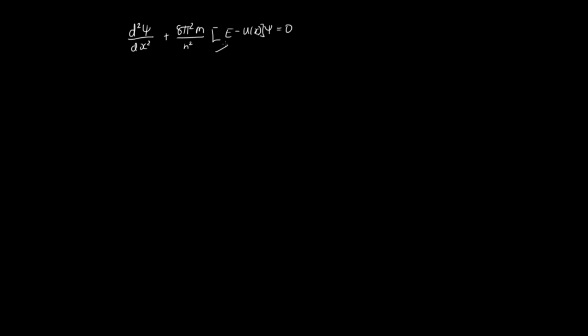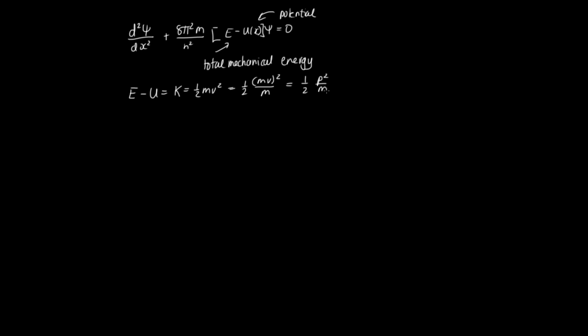Now, physically, E is the total mechanical energy, and U of x is the potential. So let's consider the case where the potential is constant. It could even be 0. And we know that the total mechanical energy minus the potential energy gives us the kinetic energy, which is given by a half mv squared. We can write this as a half (mv) all squared on m, so this is equal to a half p squared on m.